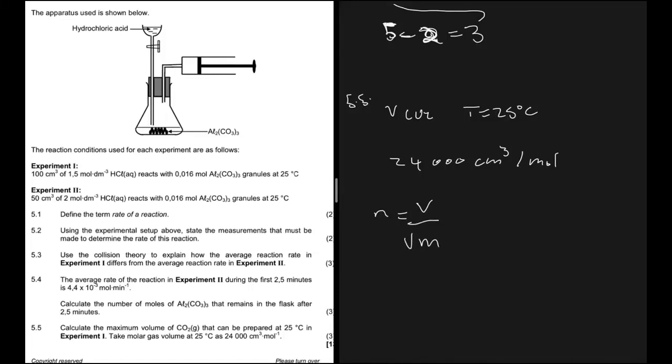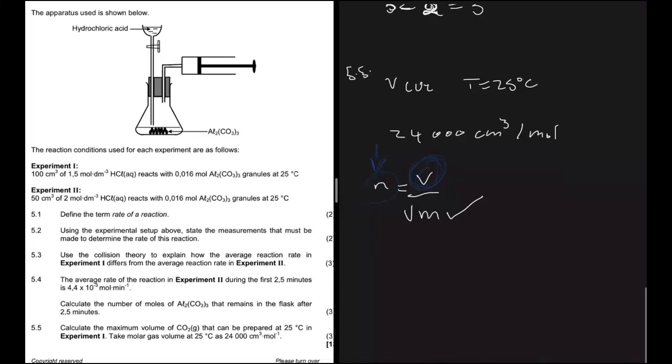In this question we are given Vm, the molar gas volume, as 24,000 centimeter cube per mole. And the question says let's find the maximum volume. So this is what you're interested in. And what we don't have is the number of moles, right? So if we determine the number of moles, we can then use this formula to calculate the maximum volume of CO2 that can be prepared for experiment 1, right?